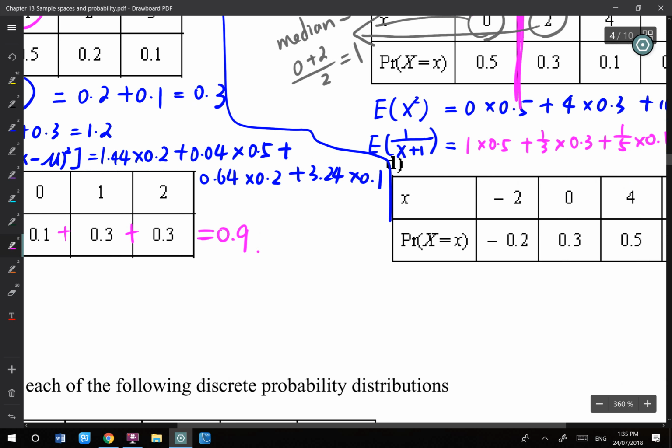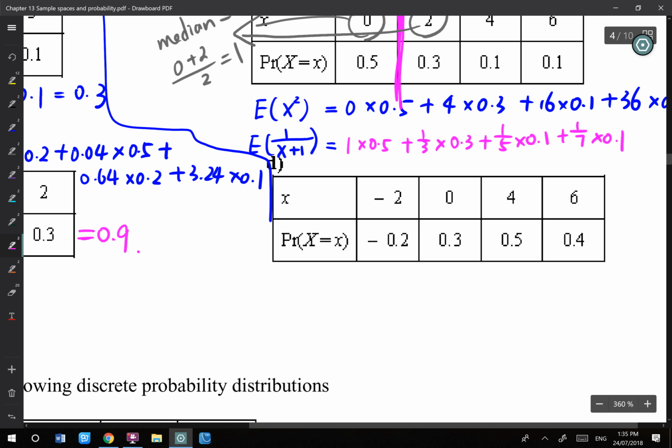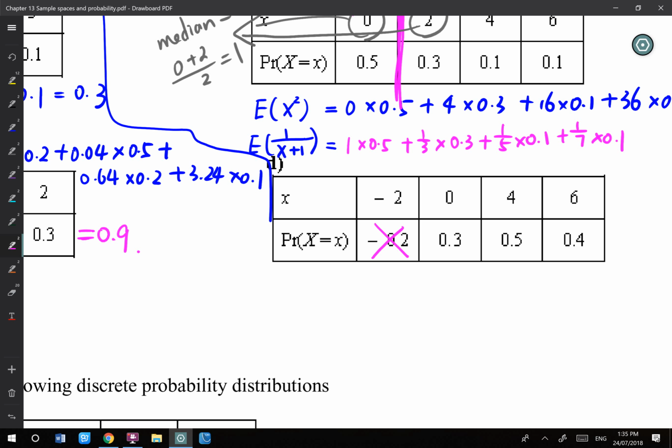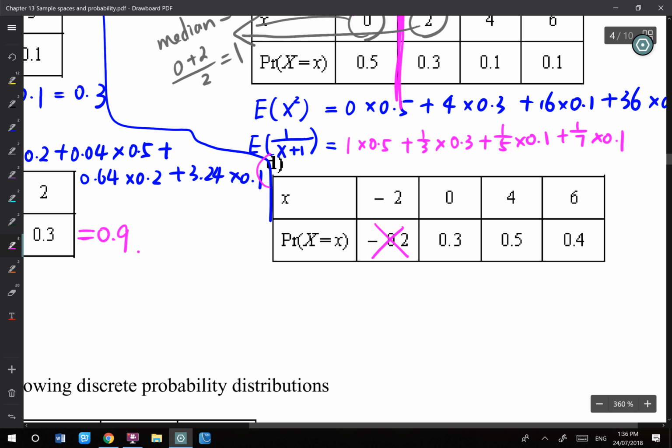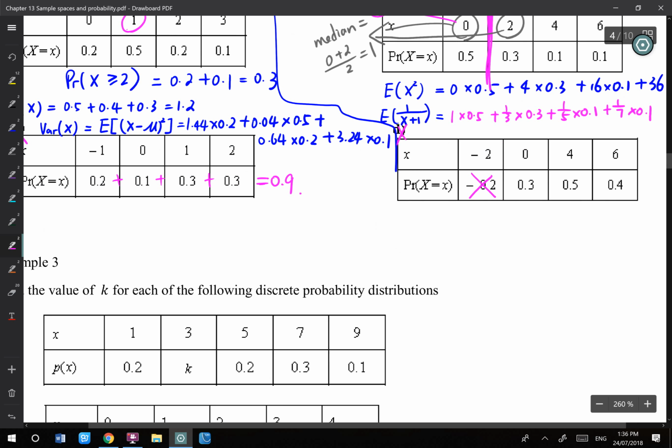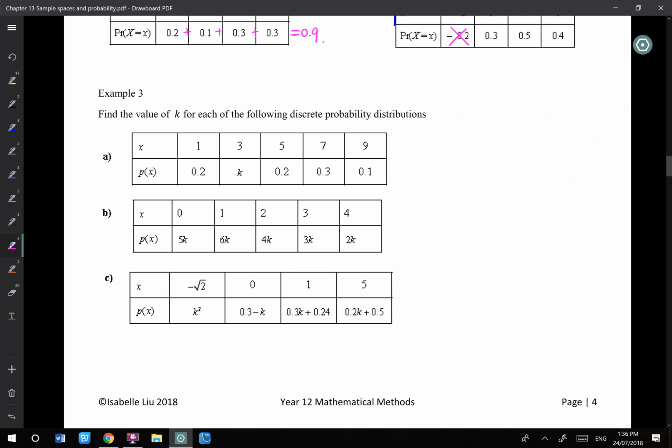How about D? Which is wrong? The negative is the obvious one. If you add them, it's 1. If you add them, it's 1, but because there's a negative probability, that's wrong. So negative 0.2 can't work. So D is not. It's very easy to decide whether they are distribution tables or not.